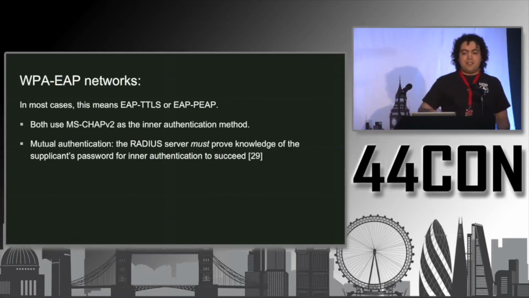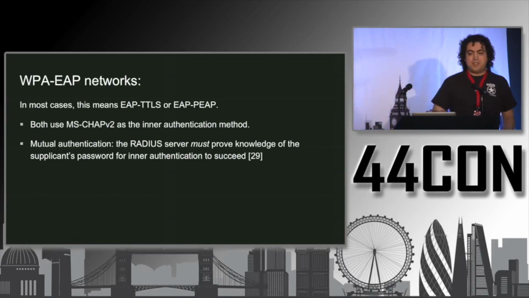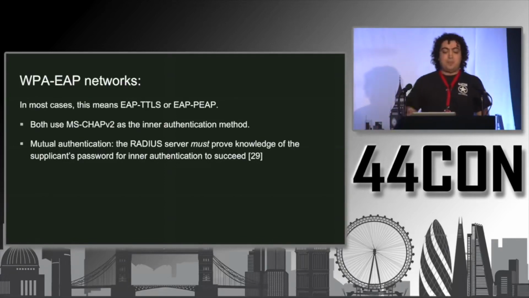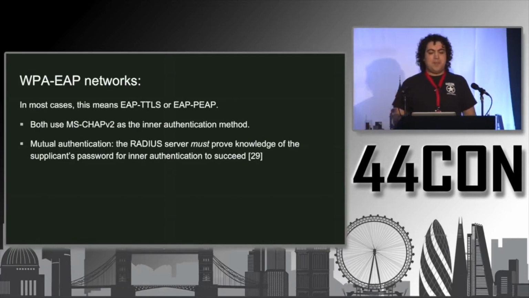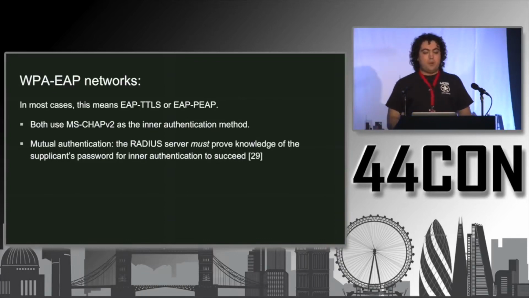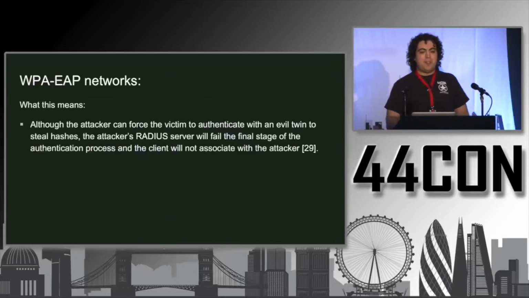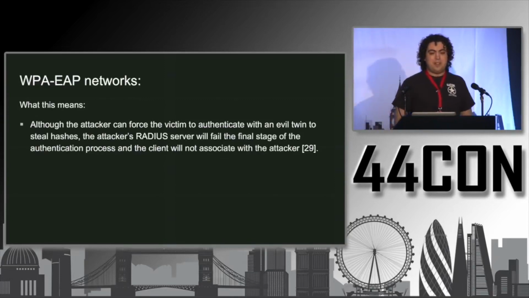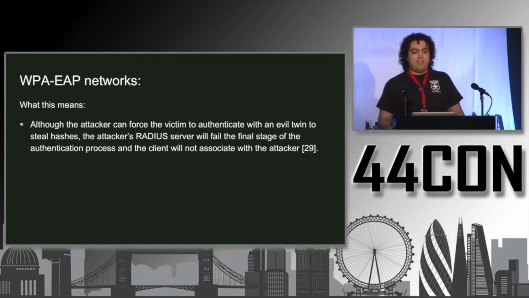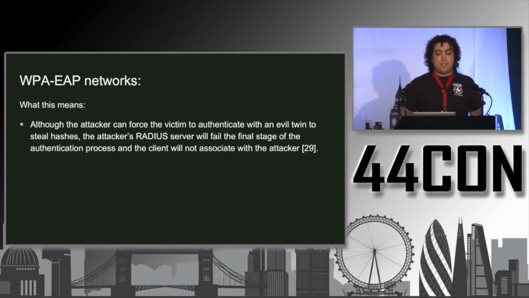At the very end of that authentication process, the RADIUS server is going to have to prove knowledge of the supplicant's password, or the client device's password, in order for the inner authentication to succeed. So this is kind of bad because, although as an attacker we can force the victim to authenticate with us using our rogue AP attack, and that lets us steal RADIUS credentials, or hashes that can be used to get RADIUS credentials, we're still going to fail that final stage of the authentication process, and the client's not going to fully associate with our network.